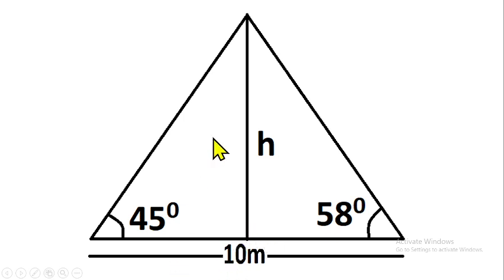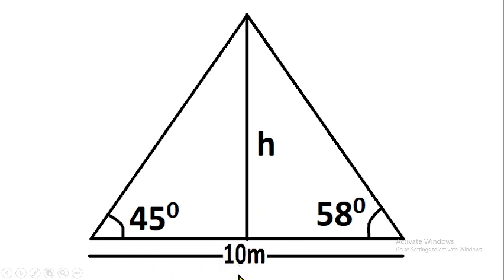Now we can see that with this height of the big triangle, the triangle has been divided into two right angle triangles because this height is perpendicular to the base of this triangle. It is perpendicular to this base. So that means there will be a right angle here, and another right angle here. So you'll be having two right angle triangles in that case.